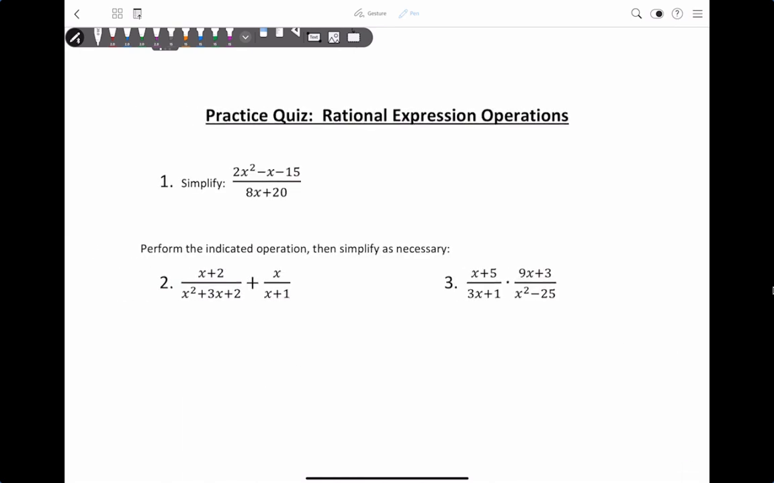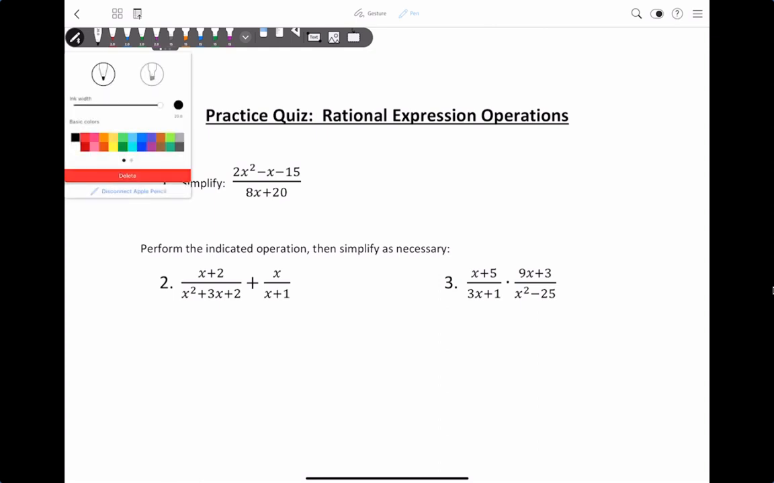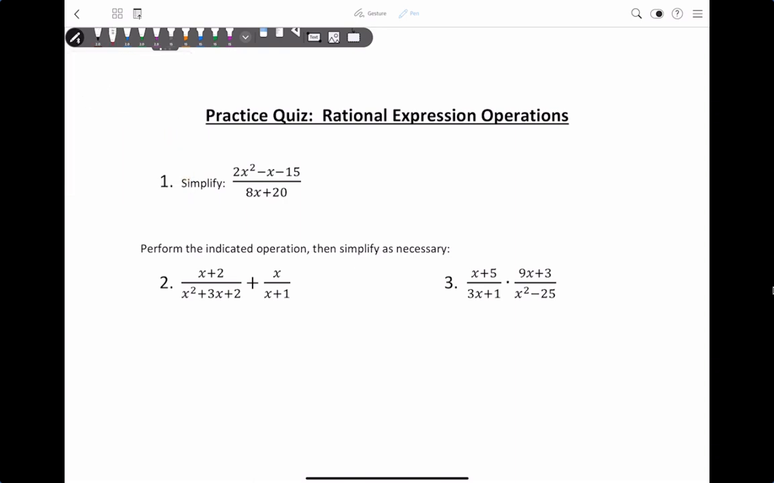Number one. Remember, when you see the word simplify, you're trying to cancel forms of one that exist both on top and bottom, as far as the same binomial or the same factor. So the first step that we're always going to do with these rational expressions is factor. So let's factor the top.